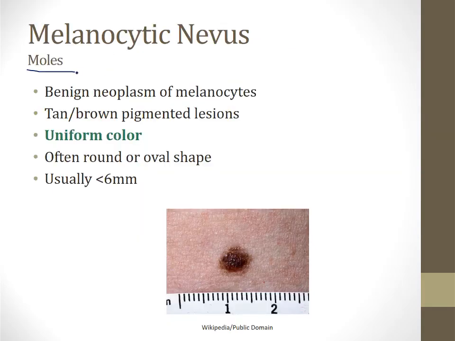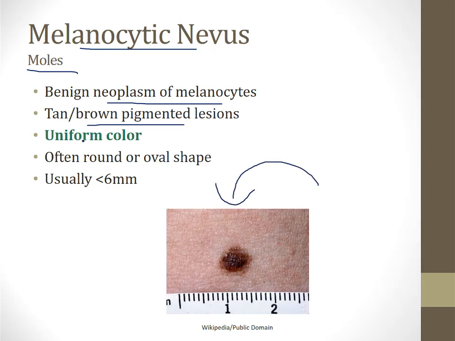Next, let's talk about moles on the skin. The formal name for moles is a melanocytic nevus. These are benign neoplasms of melanocytes. Basically, people who have a mole have too many melanocytes in that part of their skin, but the melanocytes are not malignant. This leads to tan brown pigmented lesions like the one shown on the screen here.